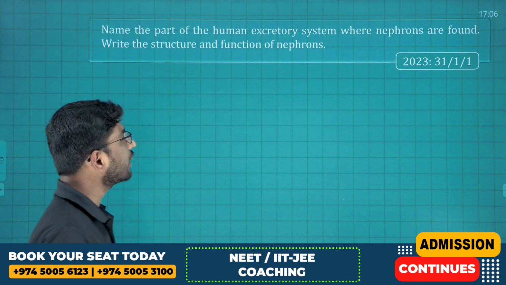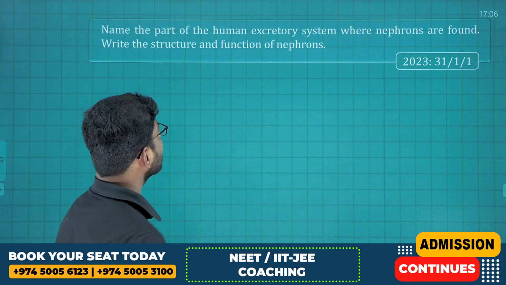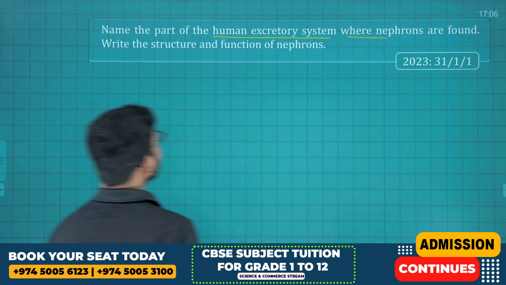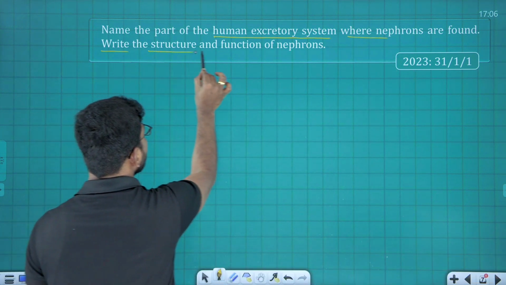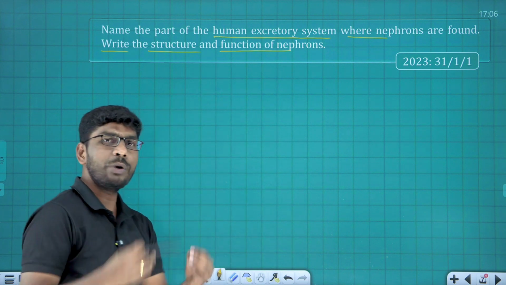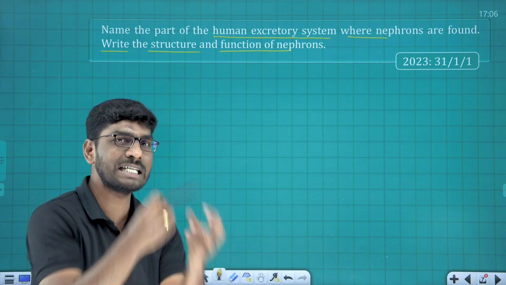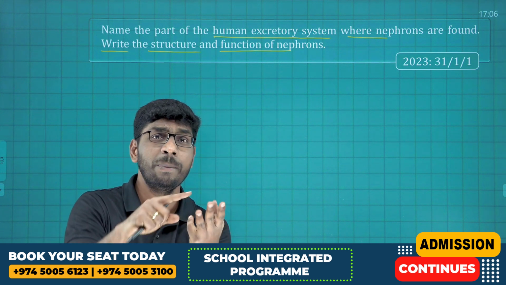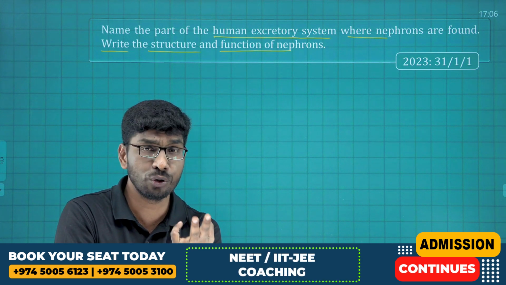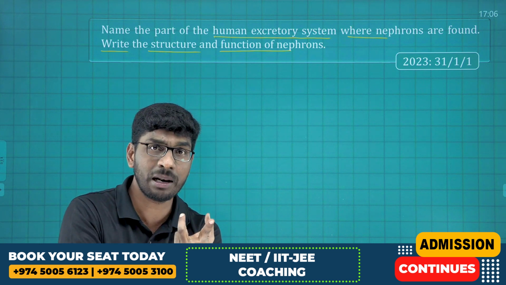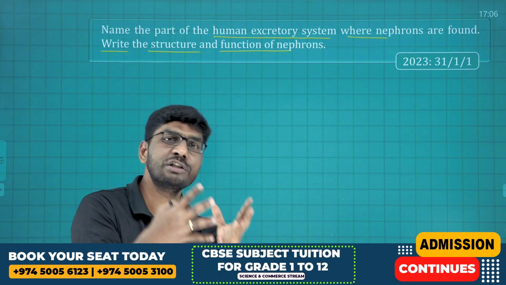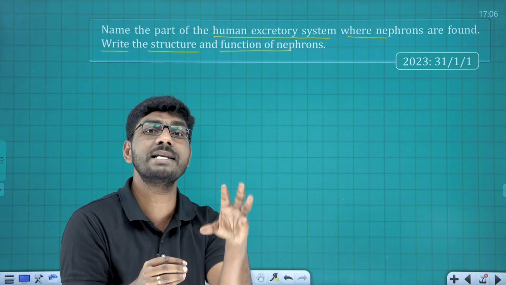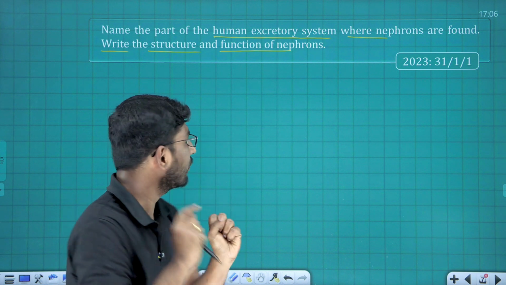Next question, 2023 again. Name the part of the human excretory system where nephrons are found. Write the structure and function of nephron. Which part of the excretory system? If you read NCERT, the human excretory system consists of a pair of kidneys, a pair of ureters or urinary tubules, one urinary bladder and one urethra. Out of these 4 parts, nephrons are present in the kidney. In the kidney, right?